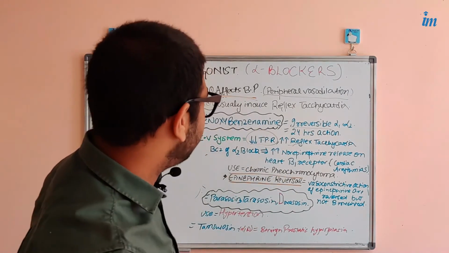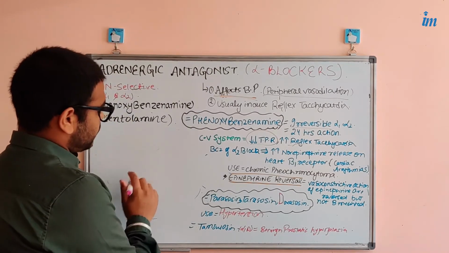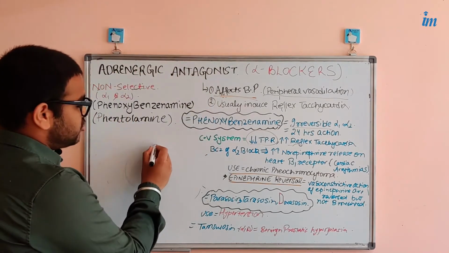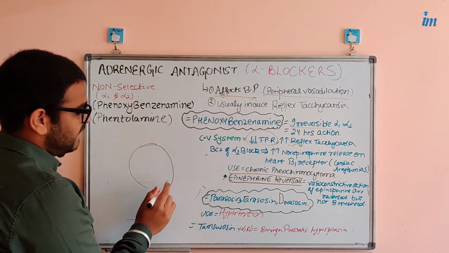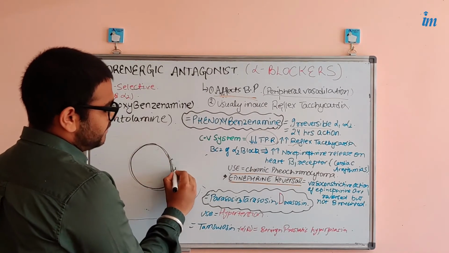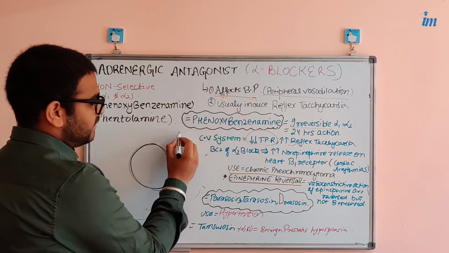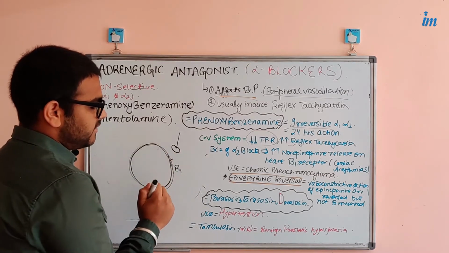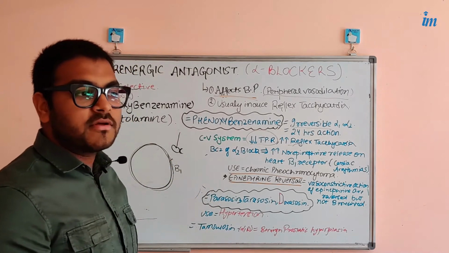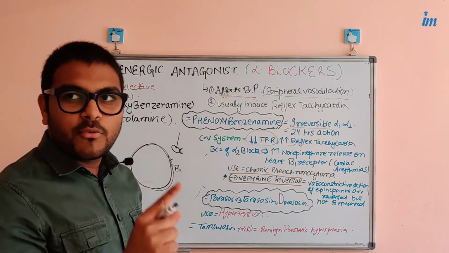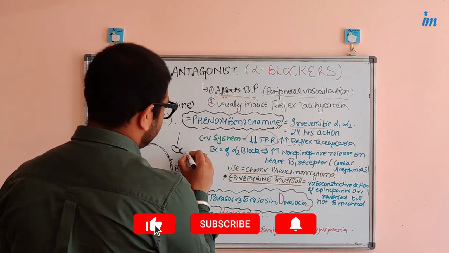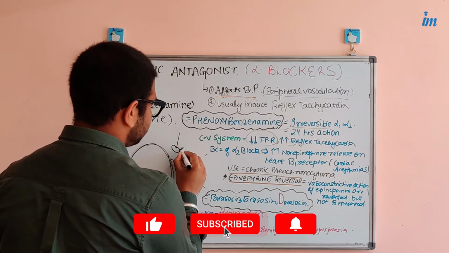Now we come to the alpha 2 mediated effect. For example, this is the heart. I am drawing a heart. We know what type of receptors are present on the heart. This is the heart, this black one, and this heart has beta 1 receptors, and the adrenergic nerve ending we have. On the adrenergic nerve ending, if you remember, presynaptically we have alpha 2 type of receptors.